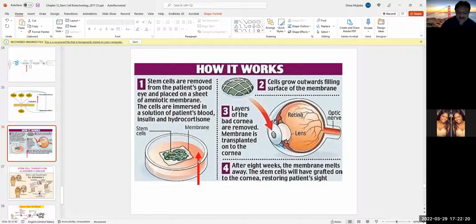So, patient cells are taken and treated in the lab for regeneration, with insulin, which is a hormone, and hydrocortisone, a steroid. These cells grow here and then they're transplanted back to the defective eye, right? And there's also corneal degeneration.